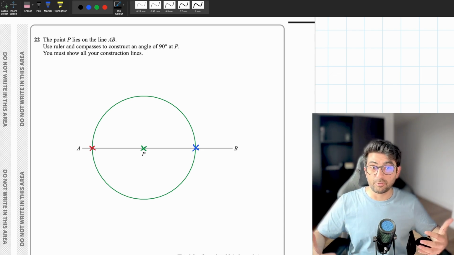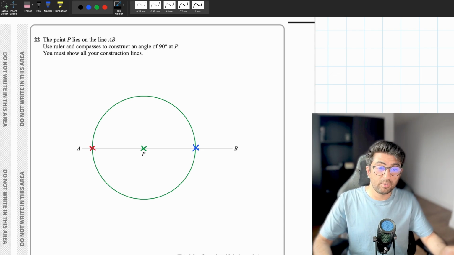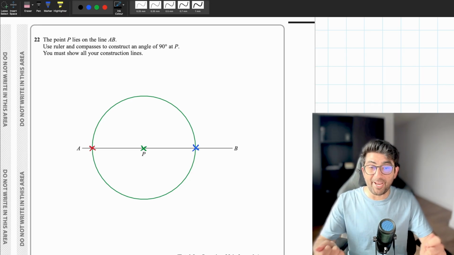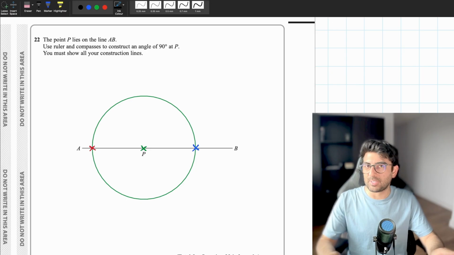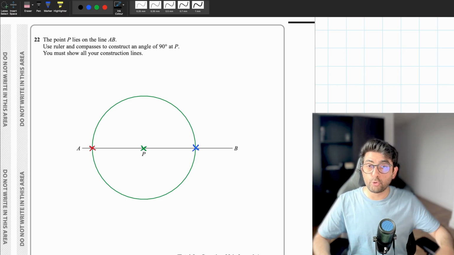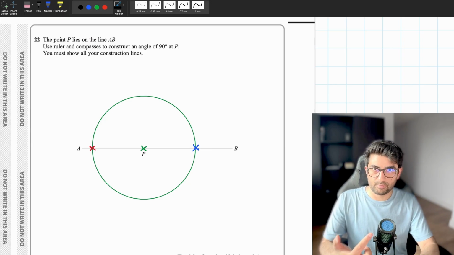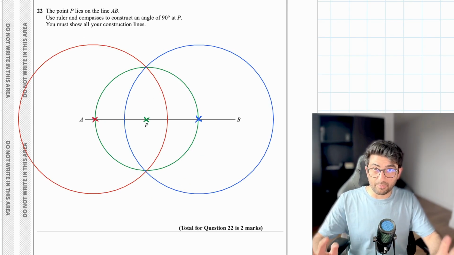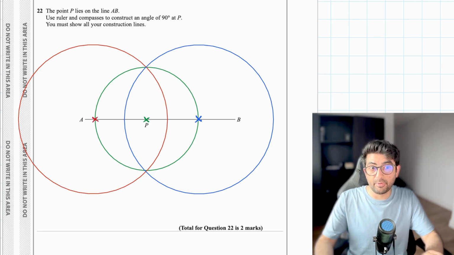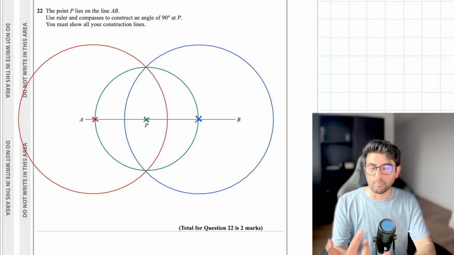Okay, so now what we're going to do is we're going to increase the size of our compass. We're going to make a compass a lot bigger. It's got to be more than the radius of the green circle. So we're going to make our compass a little bigger, and we're going to draw 2 new circles, one around the red point and one around the blue point. So here are our 2 new circles. Notice that they are bigger than the green circle. We open the compass up a little bit. We've drawn one around the red point, one around the blue point.